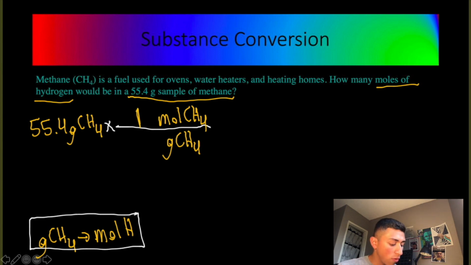Now for every 1 mole of methane, how many grams of methane do we have? This is where you need to calculate the molar mass of methane, and your answer for the molar mass of methane should actually be 16.05 grams.